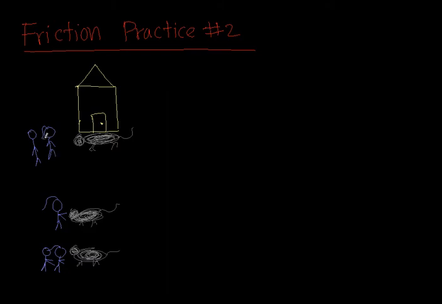So here we have Charlie and Rose, and they're trying to get into their house, but their dog is blocking the way. Their dog has a mass of 20 kilograms, and Rose comes up to the dog and tries to push him out of the way, but he doesn't budge. And we know that the coefficient of static friction here is 0.9, and her applied force is 150 newtons.